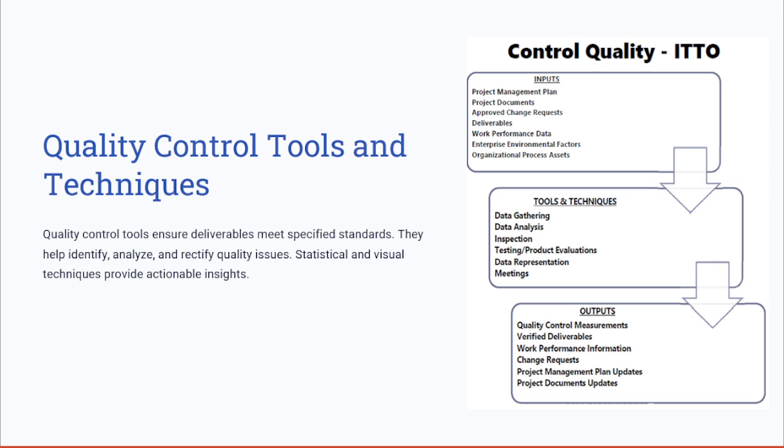Quality control tools and techniques are essential in monitoring and maintaining the desired standards for the project deliverables. These tools enable the project managers and quality teams to identify potential issues early, also understanding their root cause and implement corrective measures effectively. They ensure that the project outputs align with the project expectations in terms of quality that were predefined with the quality criteria.